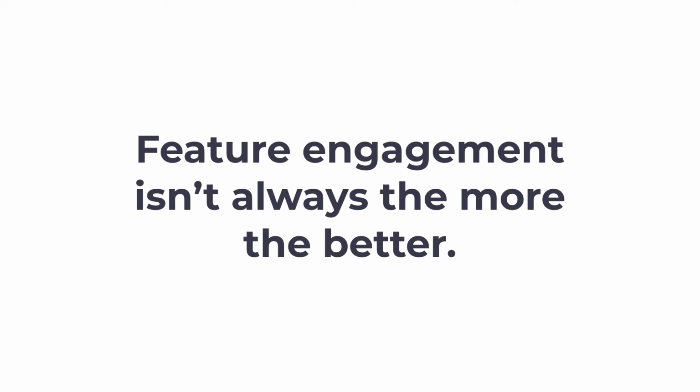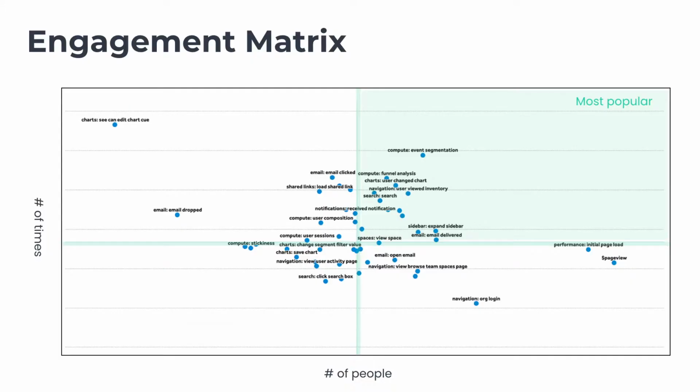We have this analysis in Amplitude called the engagement matrix, where all of the dots are your features, your top features in your product. The x-axis is the number of people who engage with that feature, from nobody to everybody. And the y-axis is, for the average user, how many times this person would engage with this feature, from zero times to all the time.